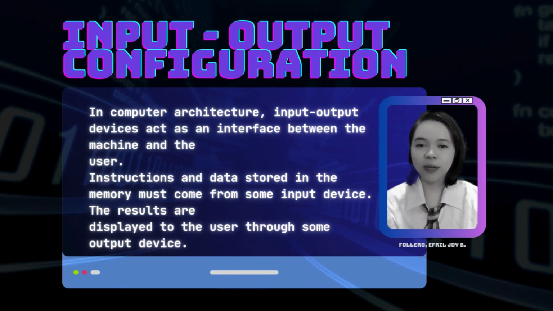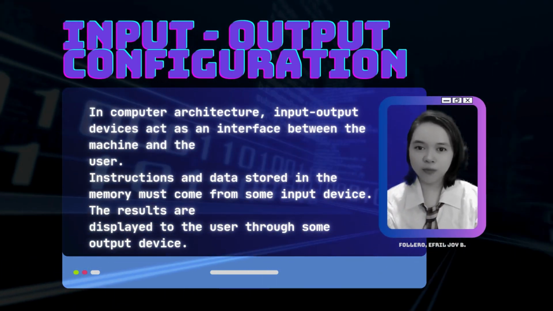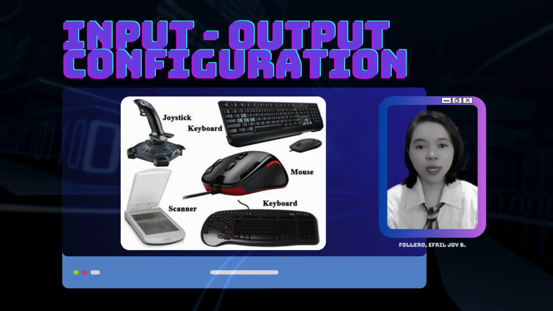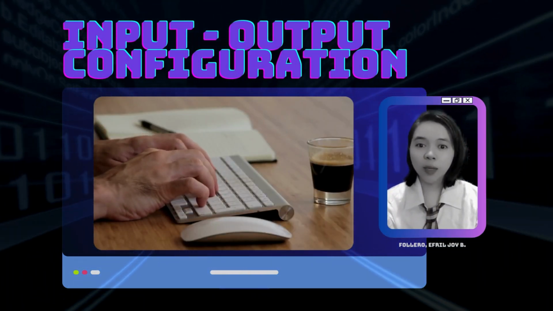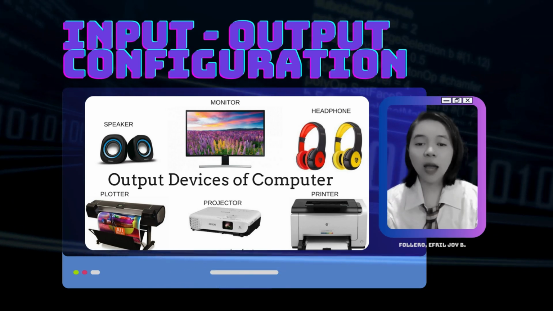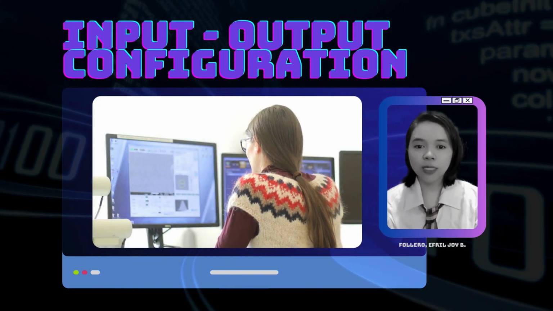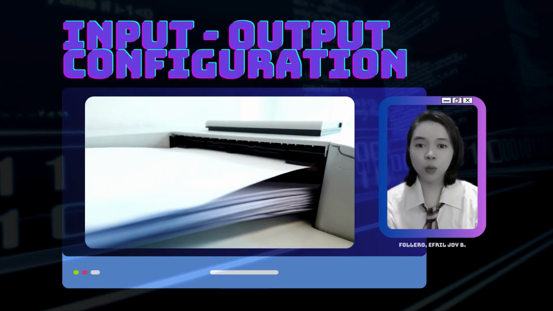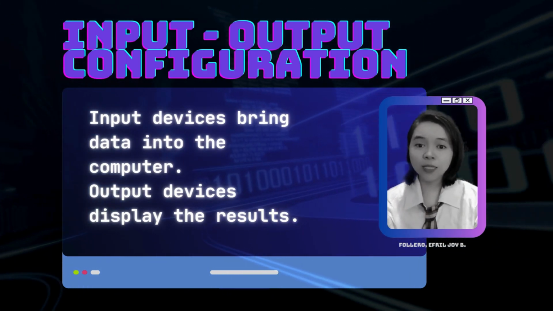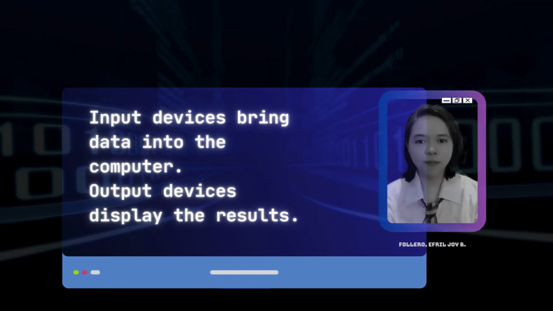Imagine your computer as a brain. It needs a way to receive information and share its results. That's where input and output devices come in. Input devices are like the computer's senses that let us communicate with the machine. For example, a keyboard lets us type commands and a mouse lets us point and click. Output devices are like the computer's voice. They show us the results of the computer's work. A monitor displays images and text, while printers produce physical copies. Input devices bring data into the computer. Output devices display the results.